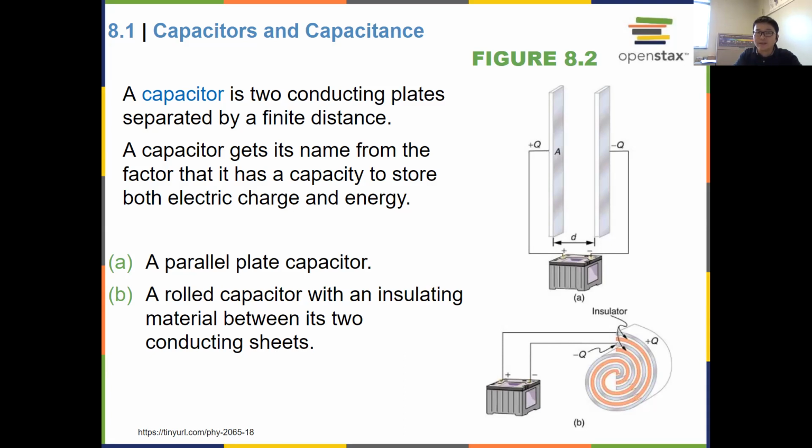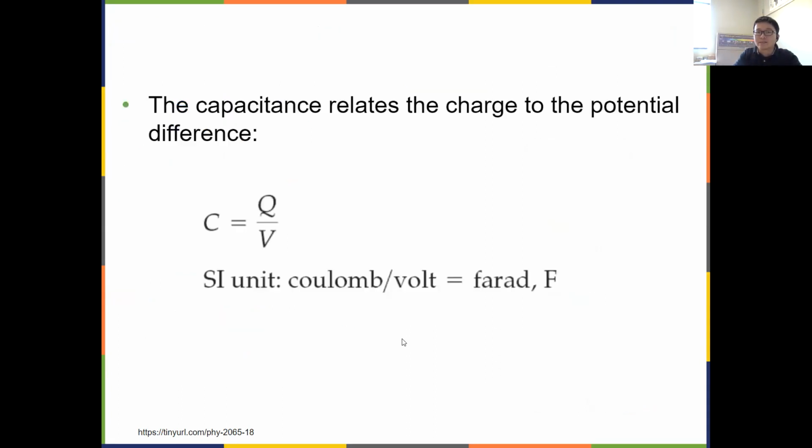So that's what the name of the capacitor implies. The capacitance of a capacitor is simply the charge that you have on the two plates divided by the potential difference between the two plates. So Q over V, that's the capacitance. Its SI unit is coulomb over volts, or its own name is called Farad, symbol F for that. Okay.